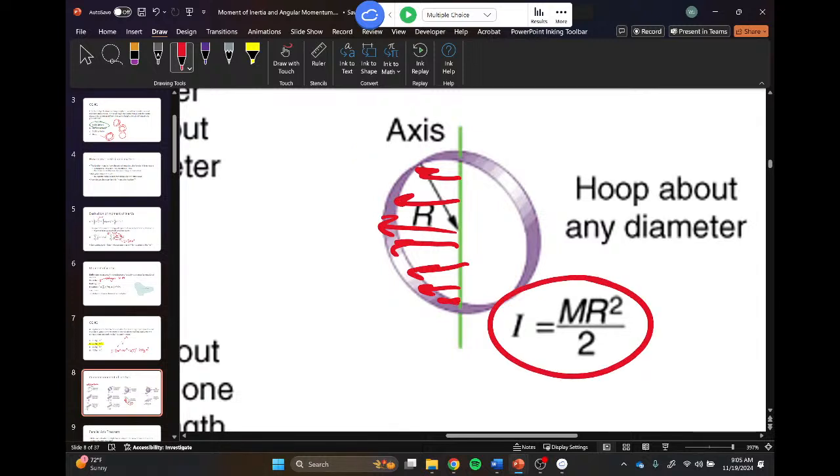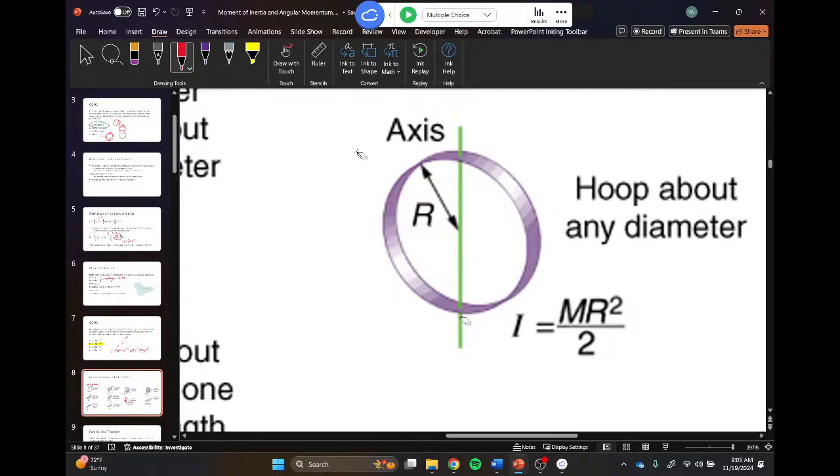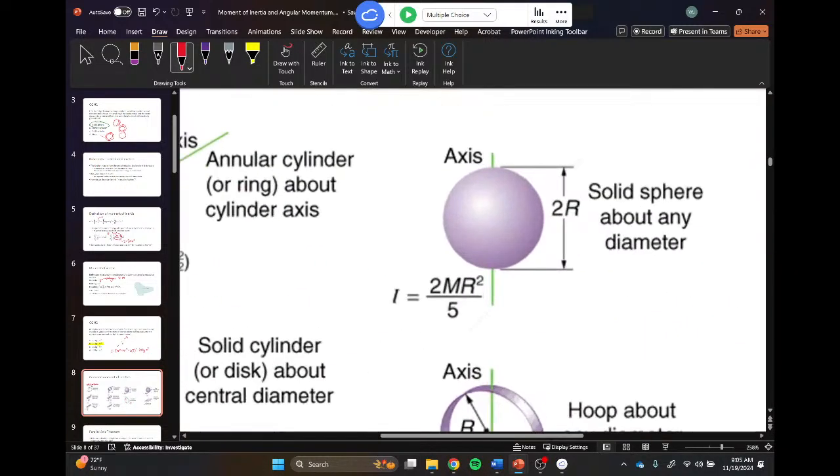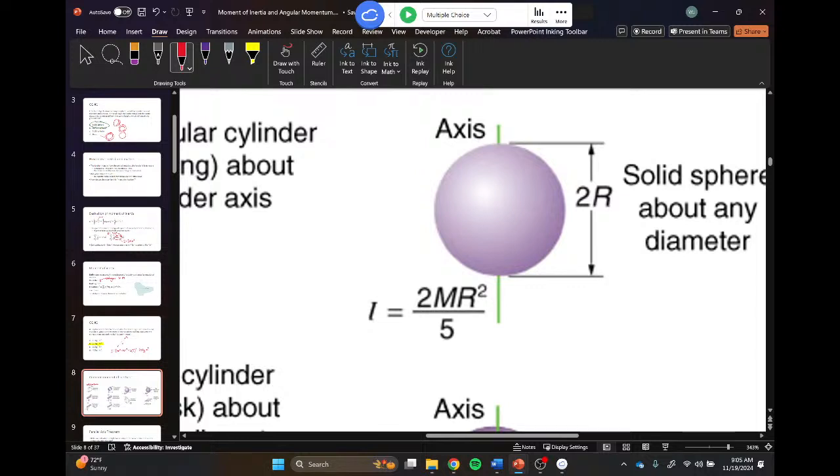I do not need you all, nor do I expect you all, to have these memorized. If you need the moment of inertia for an object, I will give it to you. If I give you a sphere on a test or a quiz or whatever, I will give you that the moment of inertia for a sphere is 2/5 mr squared. Where does that come from? Integration.